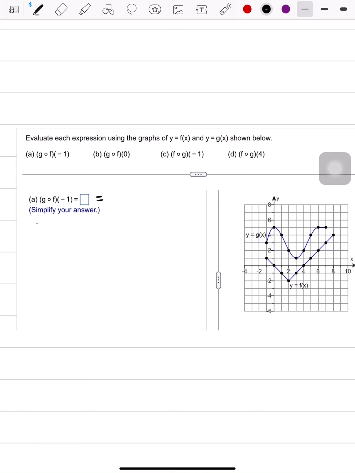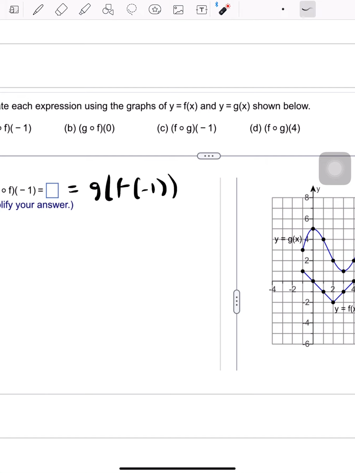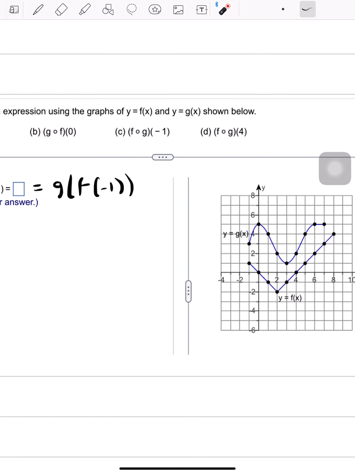So this becomes g of f. Look at the way the composition is written: g of f of -1, right? We read inside out. So now it's asking us what is our output of f when we have an input of -1. So we go to -1, which is right here, and we ask ourselves, do we go to this first graph down here, or do we go to this next one?